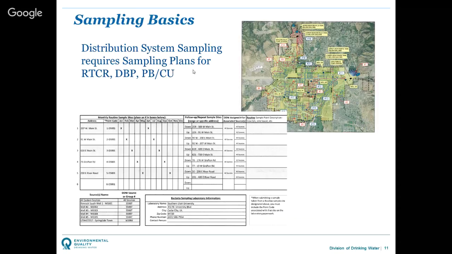Sampling basics. Distribution system sampling requires sampling for, as we said before, RTCR, DBP, and lead and copper, and sometimes asbestos, but we're going to just sort of ignore that for the rest of the presentation because it is fairly rare in Utah, and we'll focus on the big ones.